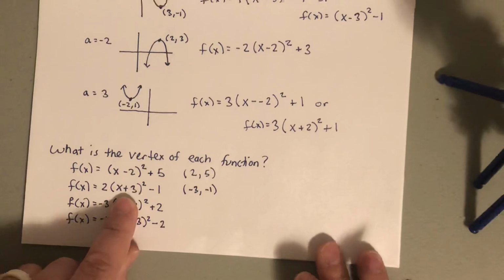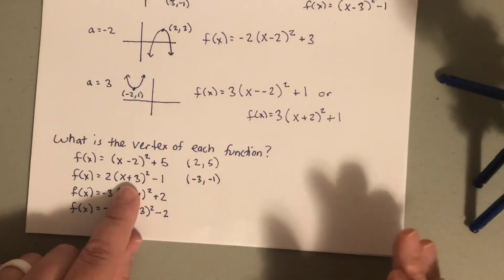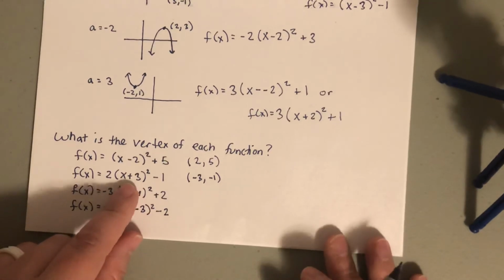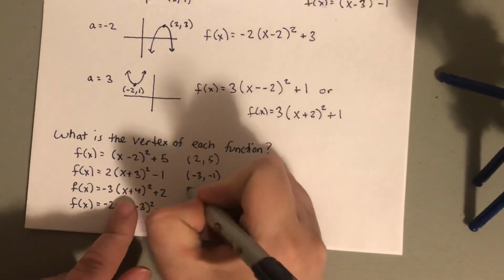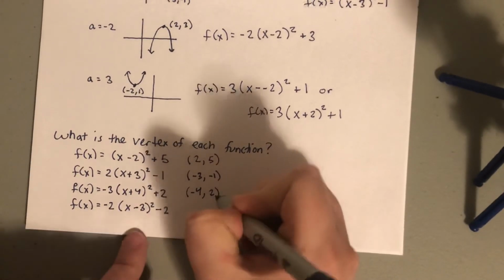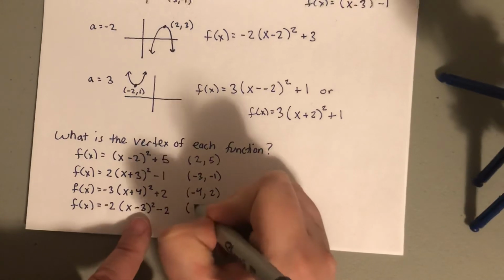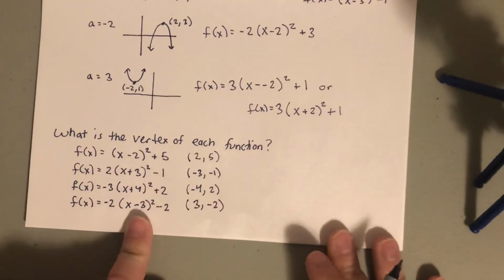The x-coordinate is always opposite. Really, that's like x minus a negative 3, but we just write that as x plus 3. Here, it's like x minus a negative 4, so it would be negative 4, 2, and then down here, it would be 3, negative 2.